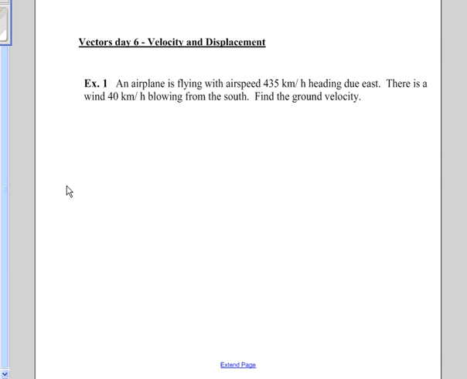MCT4C, Vectors Day 6. We're going to have fun, okay, sort of fun, velocity and displacement, and some of these questions are going to make you think. All right, example number 1.